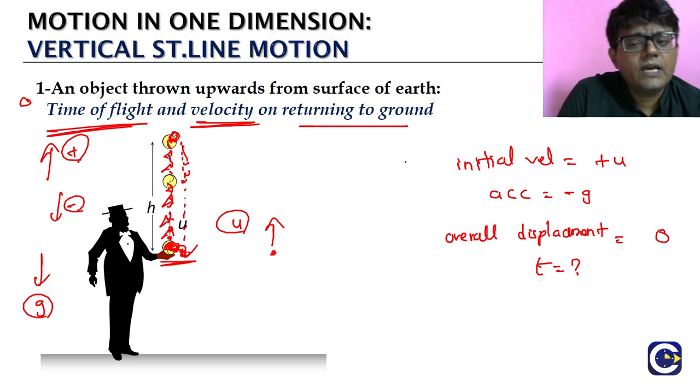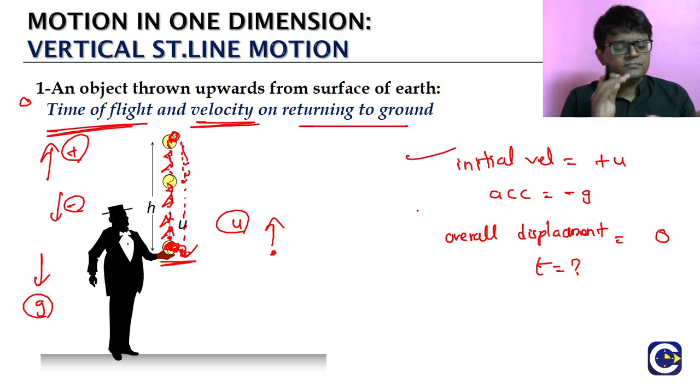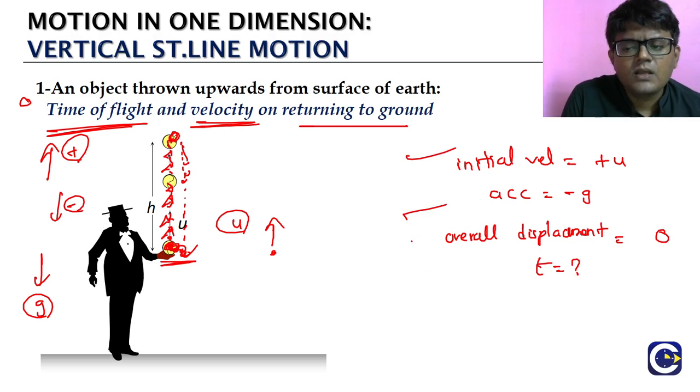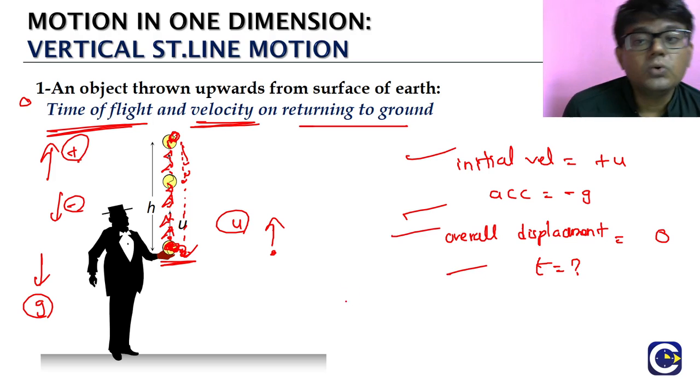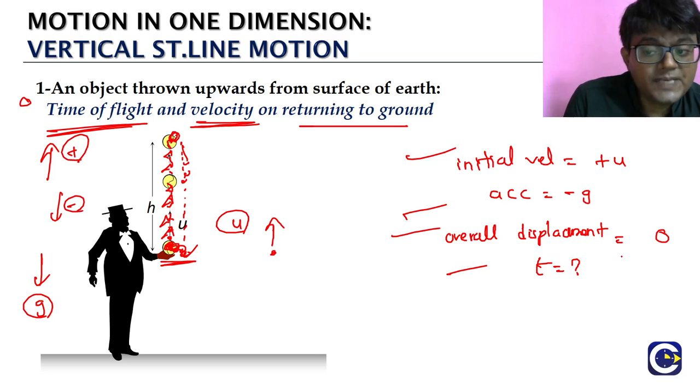What is the formula we have? Think about it. Initial velocity, acceleration, overall displacement, time. What is the formula? S is equal to ut plus half at square. Correct. S is equal to ut plus half at square. So S means what? Displacement.